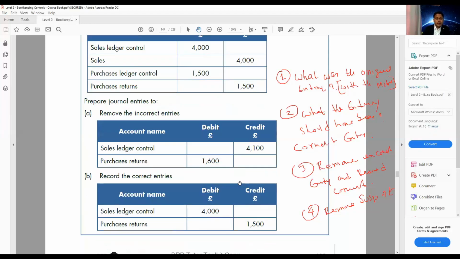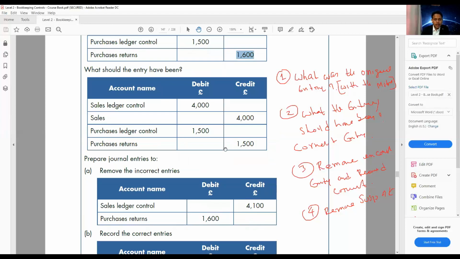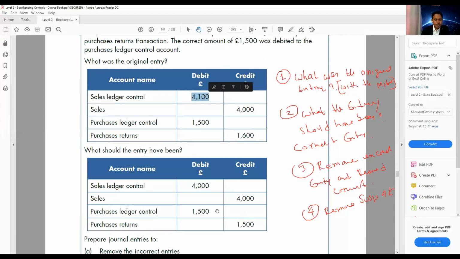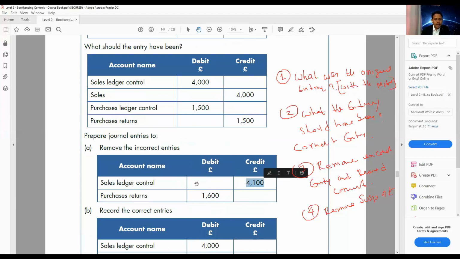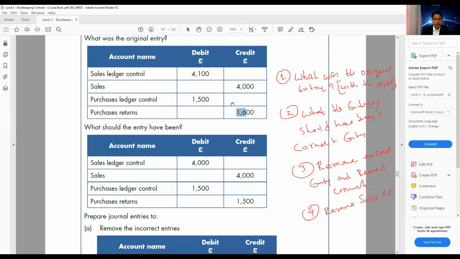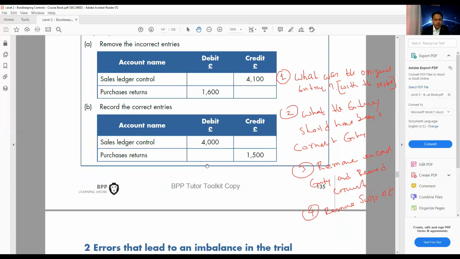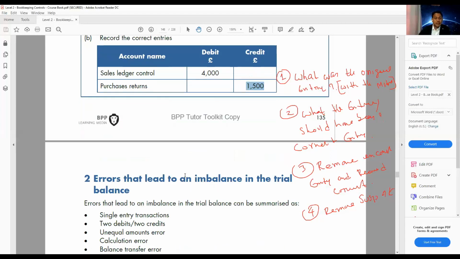Prepare journal entries to remove the incorrect entries. So remove the incorrect one. The incorrect one was 4,100, that was debit. I'm going to remove this one by making it credit. That will be gone. And 1,600 was incorrect. Purchase return, that was credit. I'm going to make it debit. That will be gone as well. After that, I'm going to record the correct entries. The correct entries we can see: sales ledger control debit 4,000, purchase return 1,500. That's it. Because of this error, our trial balance will still be balanced, but we need to find the error and remove it.